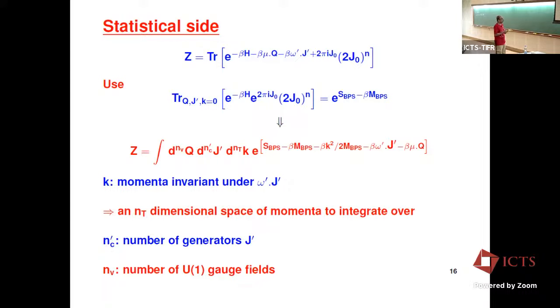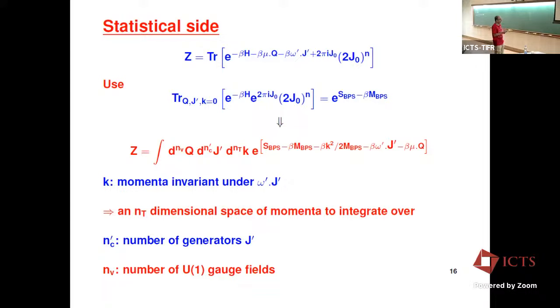Now we use the definition of S_BPS that I had already given. This is the trace at fixed q, j prime, and momentum equal to 0. This trace is taken over all states. But using this definition, we see that we can rewrite Z as a trace over all values of q. So now you sum over all values of q, sum over all values of j prime, and sum over all momentum. And in the approximation that I'll be working, we can just replace the sums by integrals.